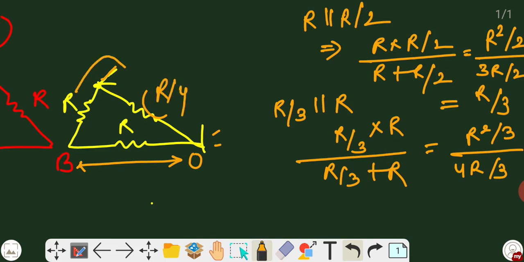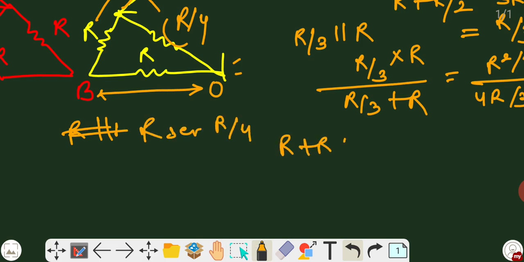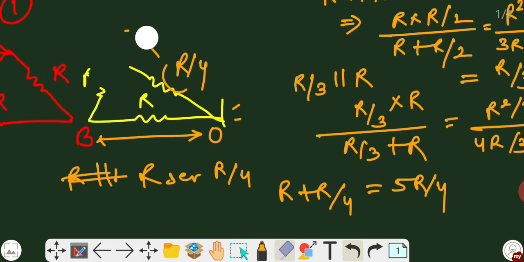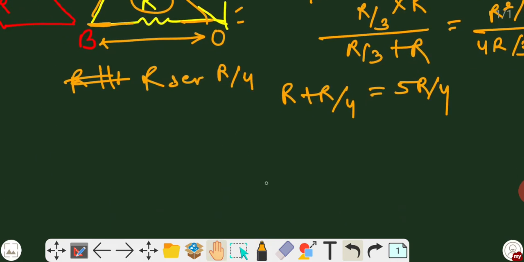Now this R by 4 and this R are both in series with respect to each other. So R in series with R by 4 is R plus R by 4, that is 5R by 4. Now again delete this branch. So finally you get this 5R by 4, and across this branch it is parallel. They are both parallel with respect to each other.